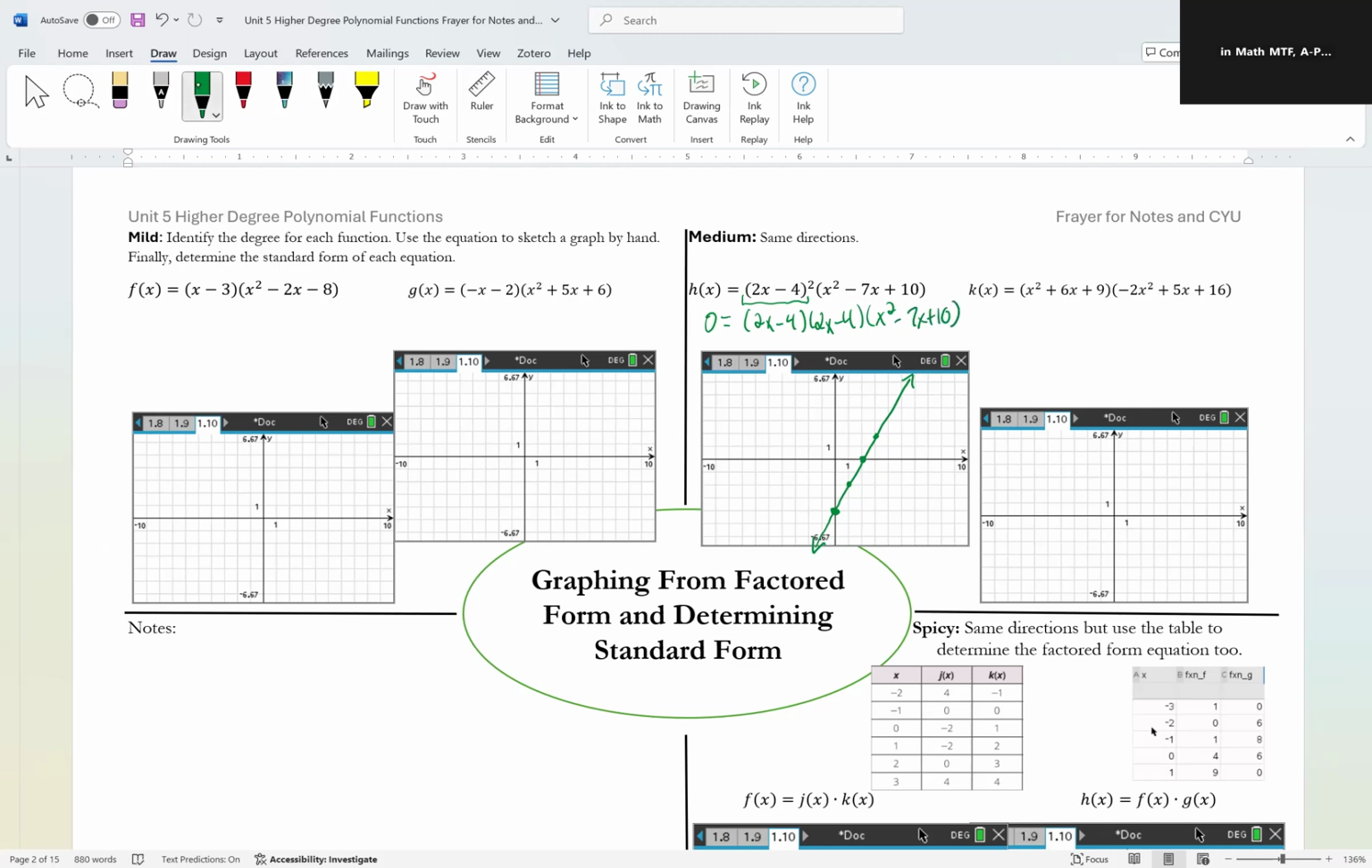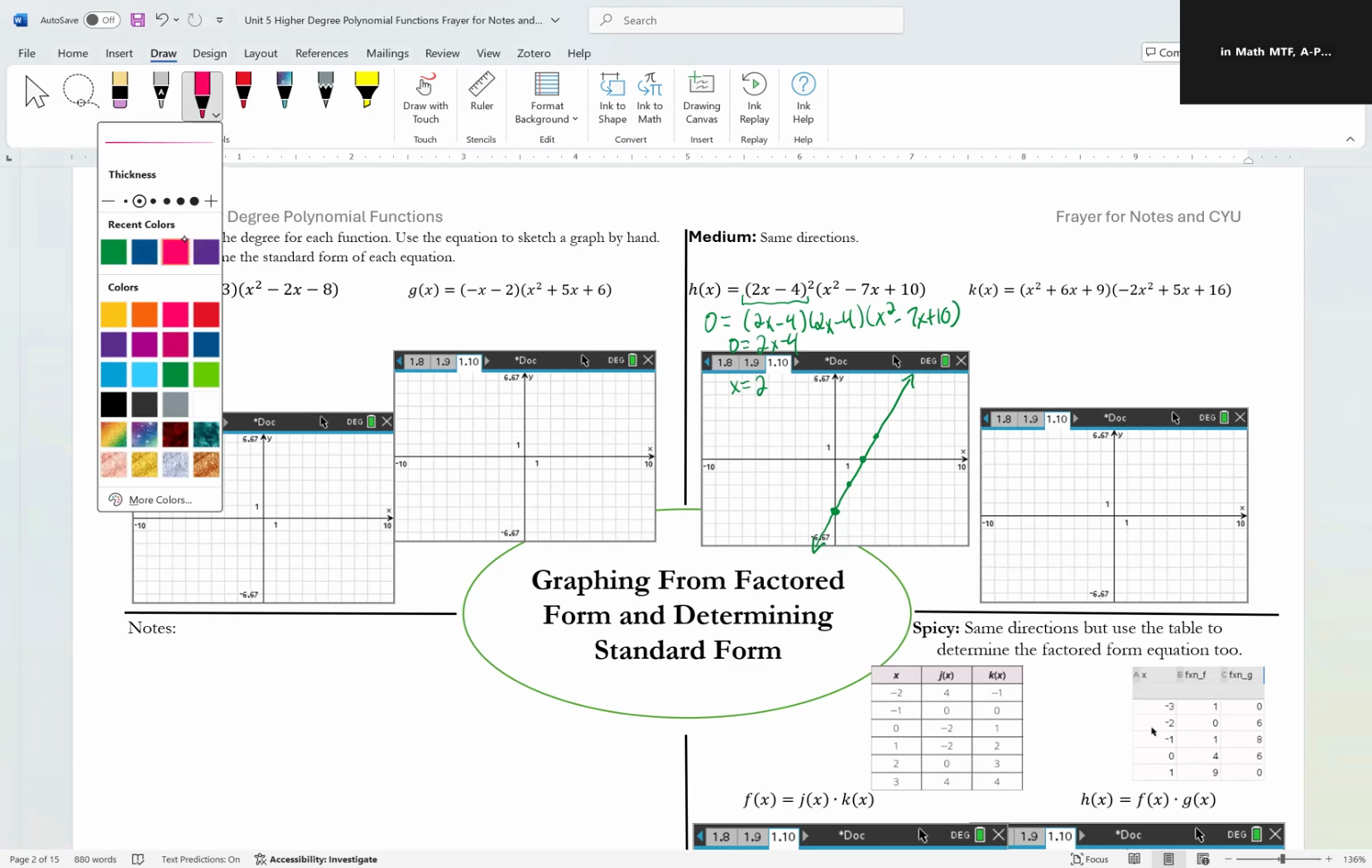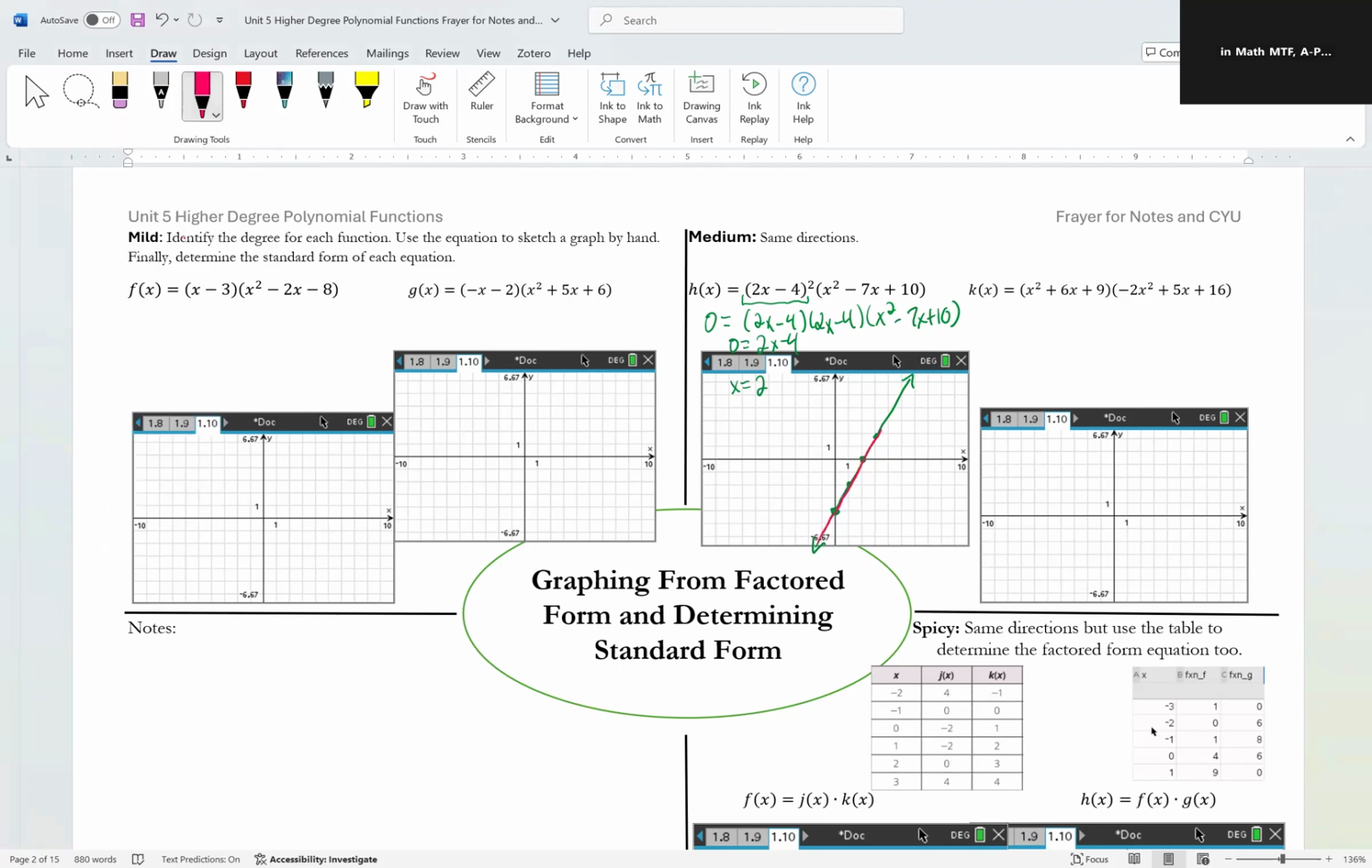So I actually have that line twice. That means 0 equals 2x minus 4, using my zero product property, and x equals 2, just like we see in the graph. I actually have that 2x minus 4 twice, so you'll notice I'm using two different colors there to help me remember that.